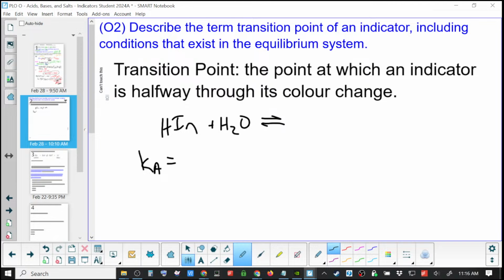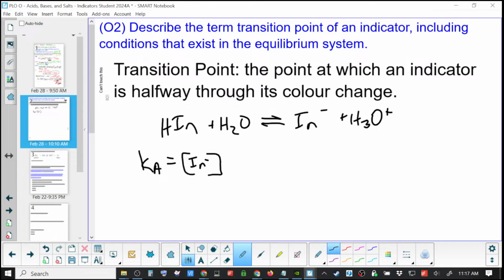Finish the equation. Like HIN plus H2O, with charges, minus and plus. Excellent. Now the Ka. What is it? What's the Ka? There's no numbers. You don't need numbers. Formula. It's the concentration of IN minus over HIN, times the concentration of H3O plus.